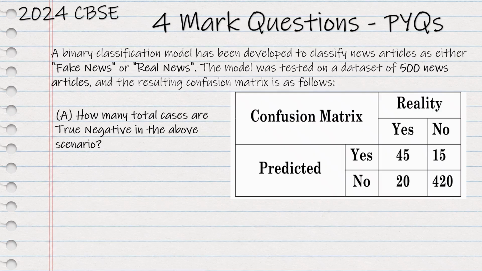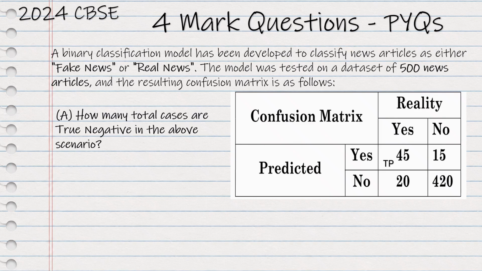This is a 4 marker question from 2024 CBSE. This is a case study based question and you can see the pattern. In 2024 and 2025 we were given the confusion matrix drawn, whereas in 2026 we have to draw the matrix. A binary classification model has been developed to classify news articles as either fake news or real news. The model was tested on a data set of 500 news articles and the resulting confusion matrix is as follows. How many total cases are true negative in the above scenario?